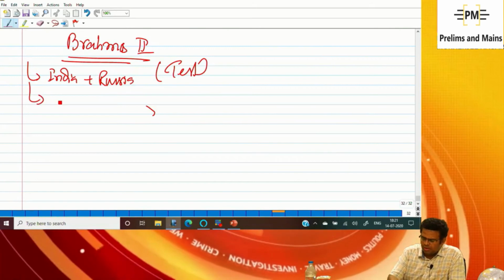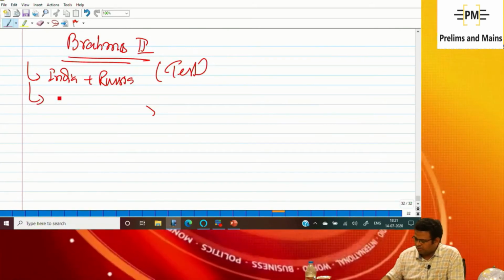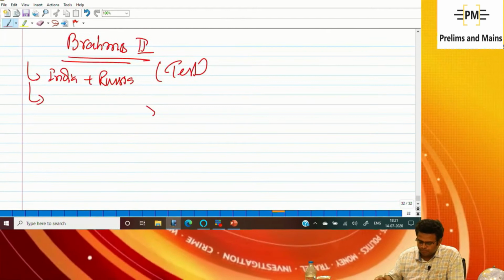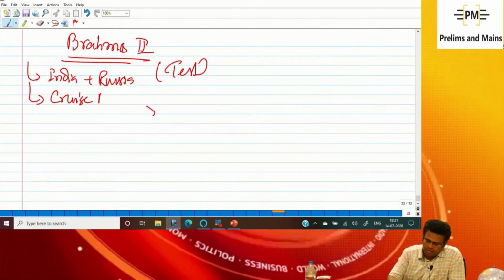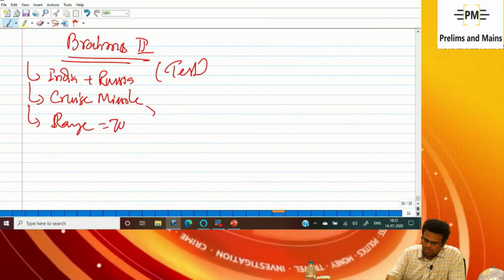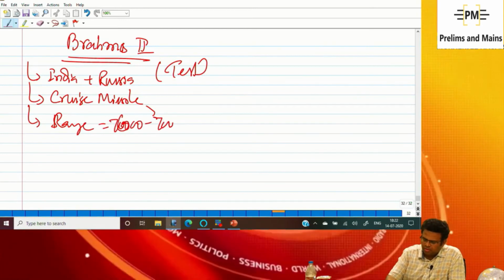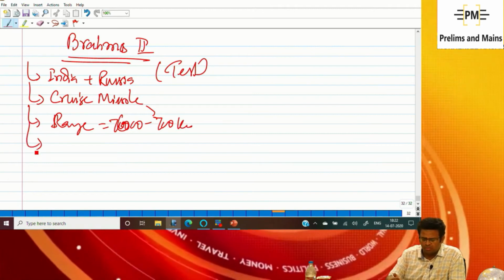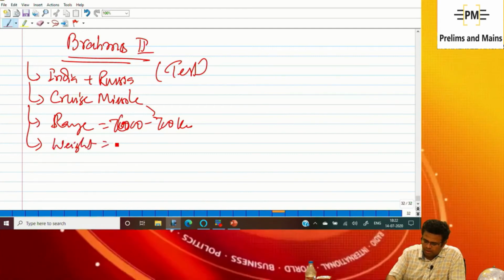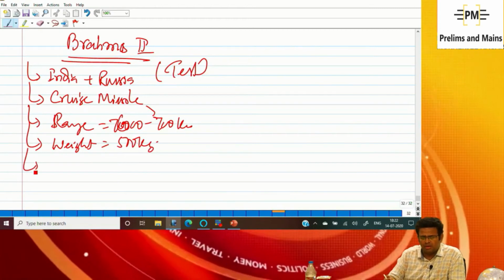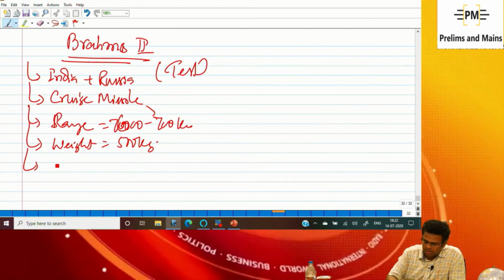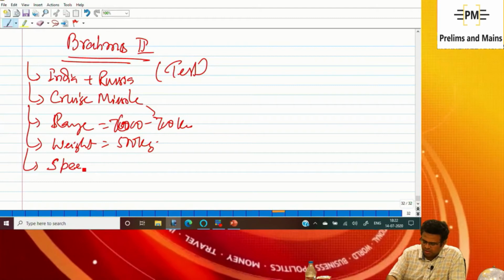I talked about the first line I discussed. It is a cruise missile. Thereafter we can say its range is 600 to 700 kilometers, though somebody says 650 kilometers also, and the weight is 500 kg. We are not increasing it, though we can increase it a little bit, but it is under test right now.